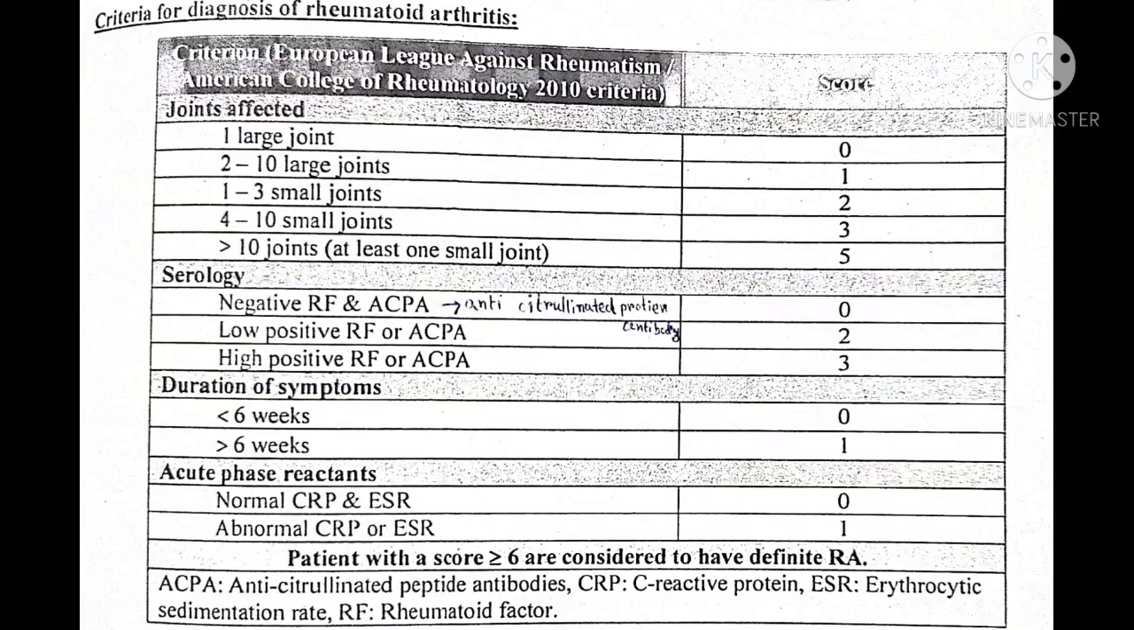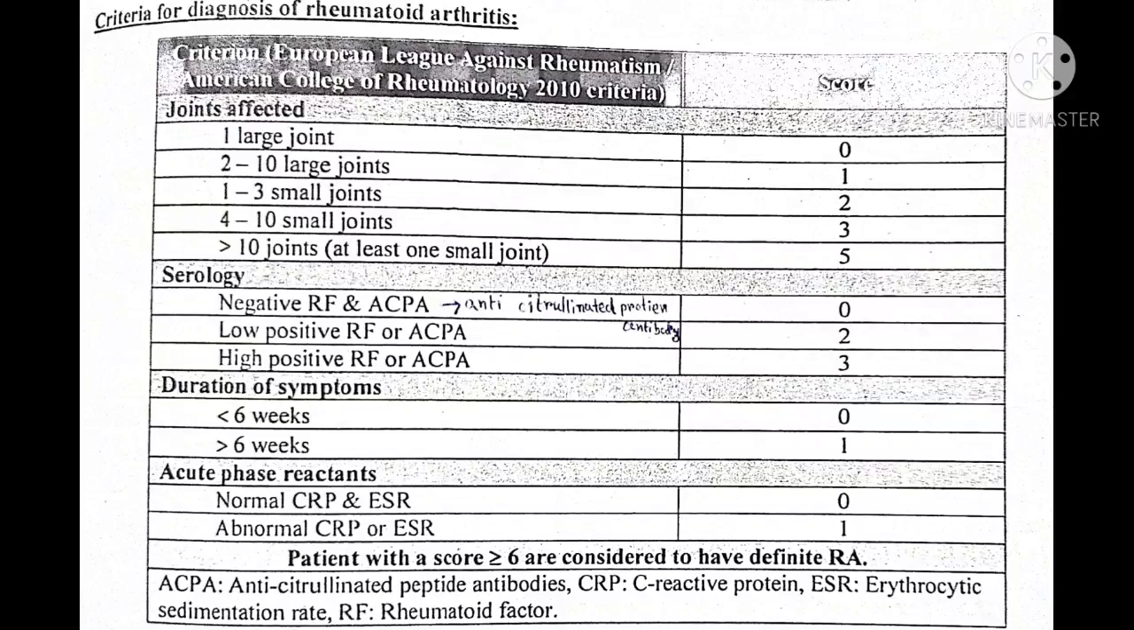Then we see the duration of the symptoms. If the duration is less than 6 weeks, the score is 0. And if the duration of symptoms is more than 6 weeks, then the score is 1.